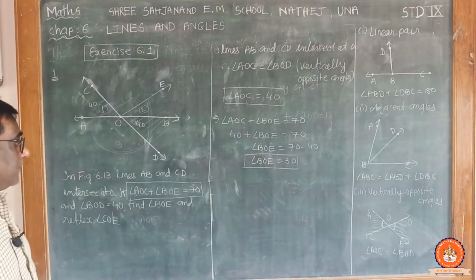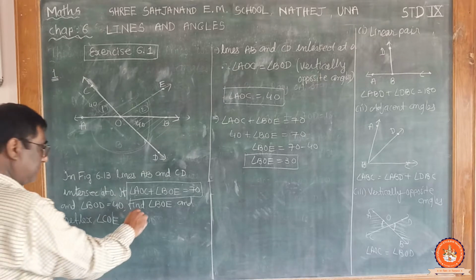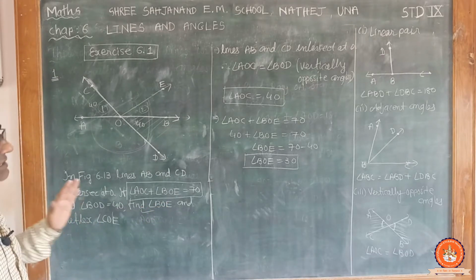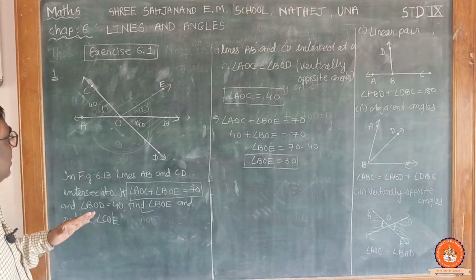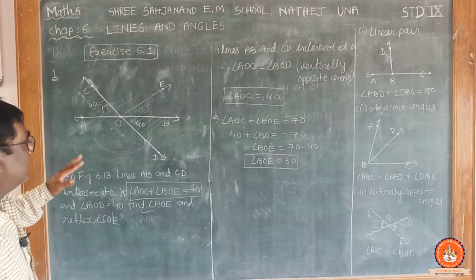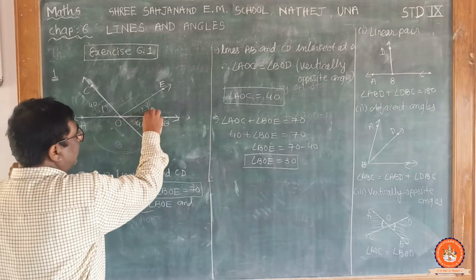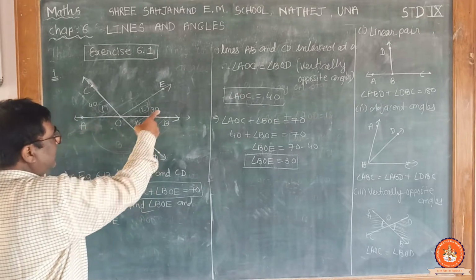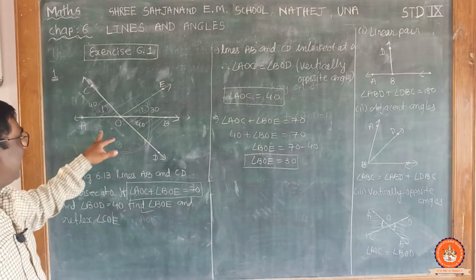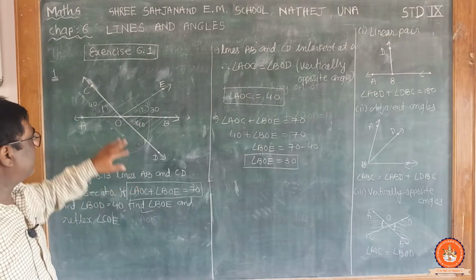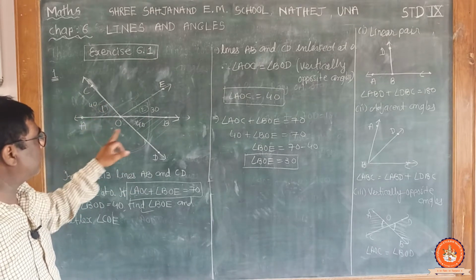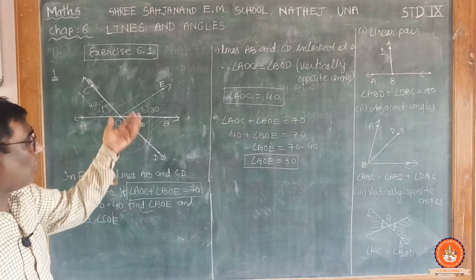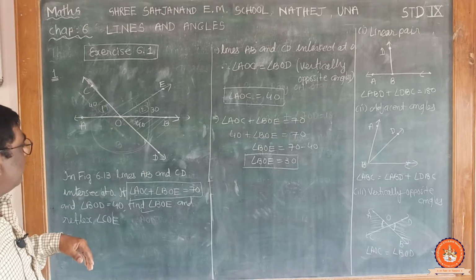Okay, my friends. Now we found out this one. We want COE. Now BOE is found out to be 30. So this one is 40, this one is 40, this one is 30. If we are able to find this AOD, then the sum of all the 1, 2, 3 and 4 will give you reflex COE. Okay. So how is it?